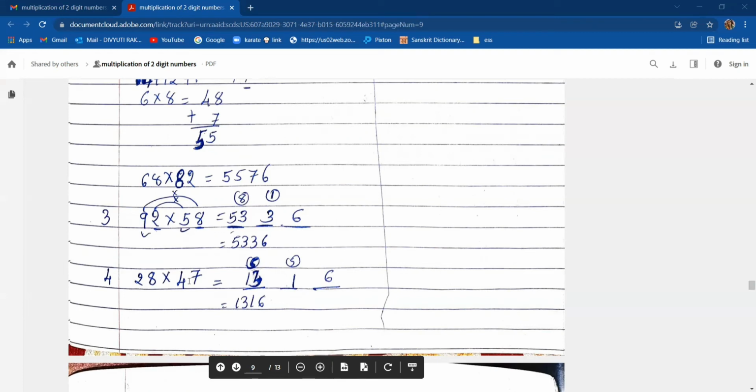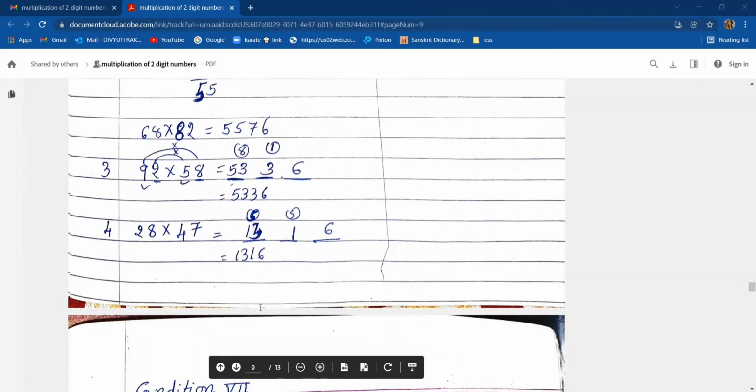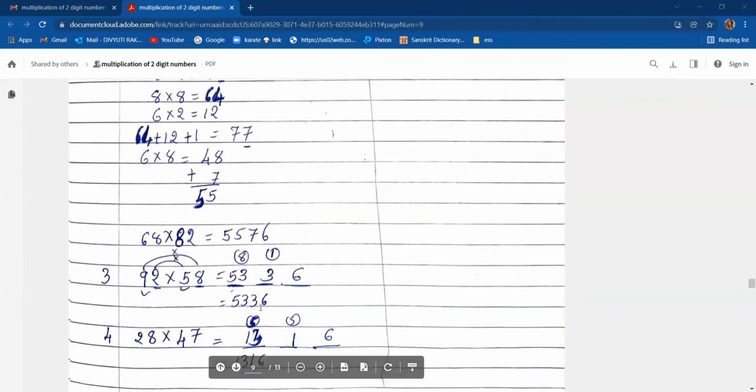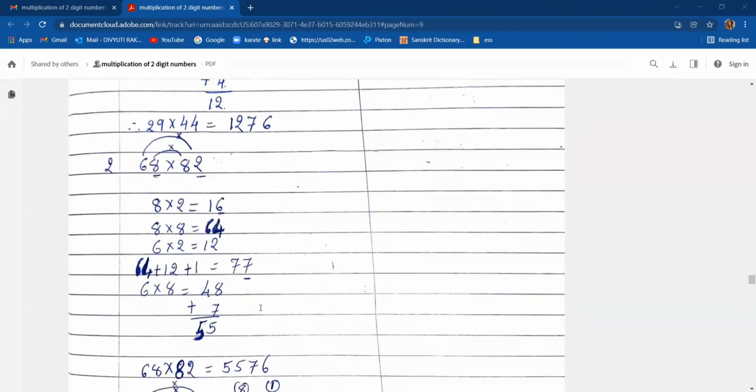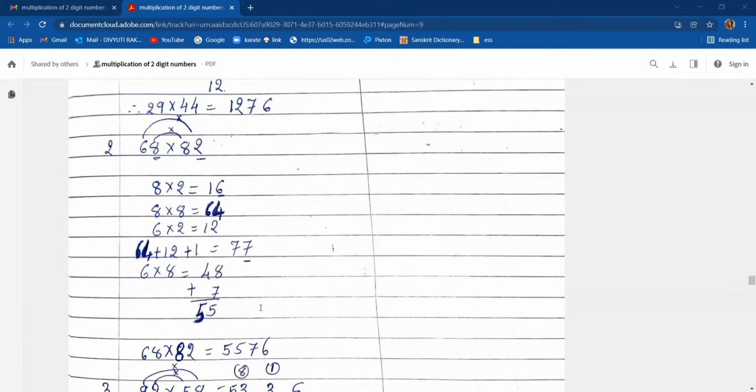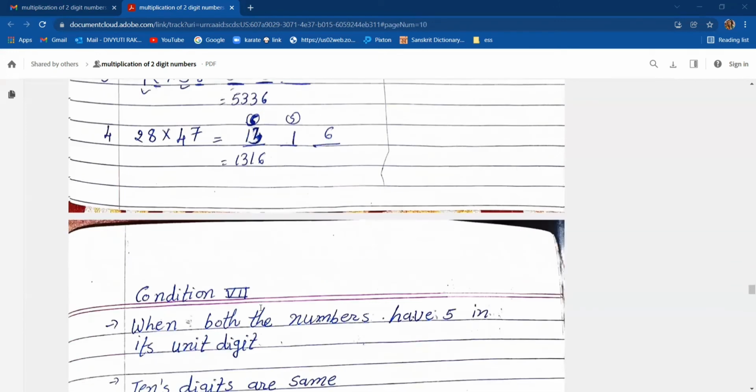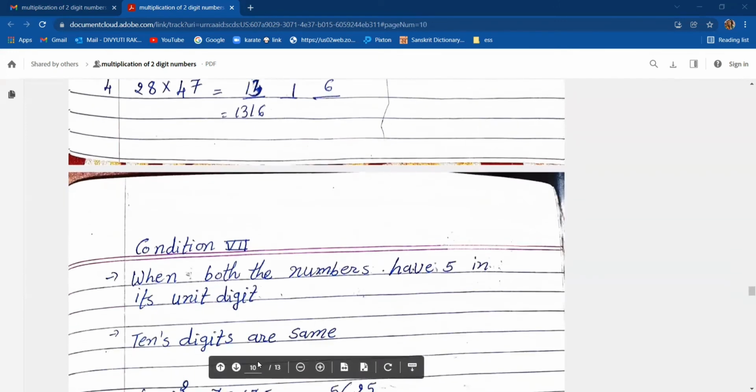Now 4 2s are 8. 8 and 5 will be 13. So 13 I have kept here. So final answer is 1316. 1316. I think now you understand it properly. I hope you understood it.